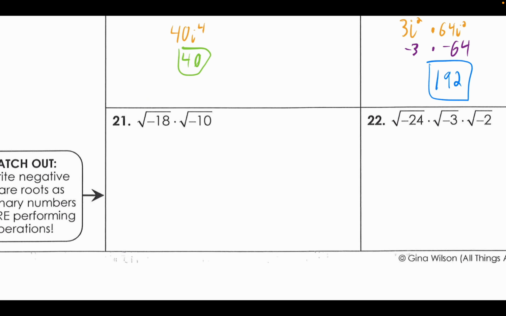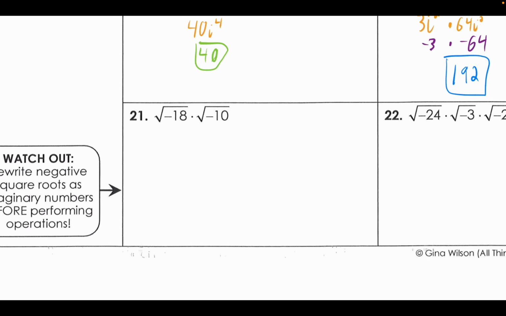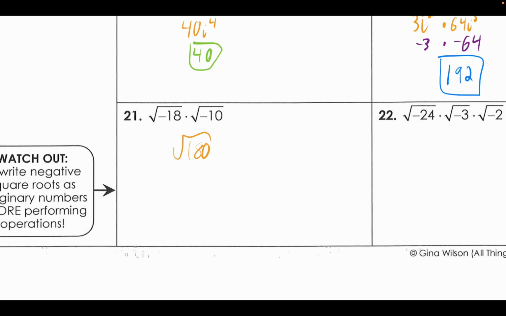Number 21, the square root of negative 18 times the square root of negative 10. And we may think right away, I do myself oftentimes, of saying this is going to be the square root of 180 because negative 18 times negative 10 is 180. Perfect. I got rid of the negative imaginary numbers. We're back in our normal numbers that we're used to, the so-called real numbers. Oh, awesome. Good for me. This is actually wrong. So don't do this.